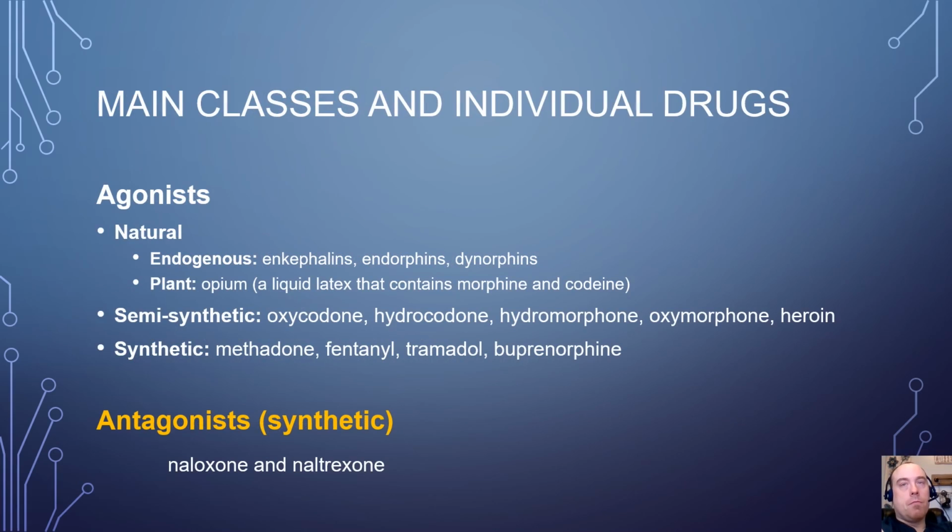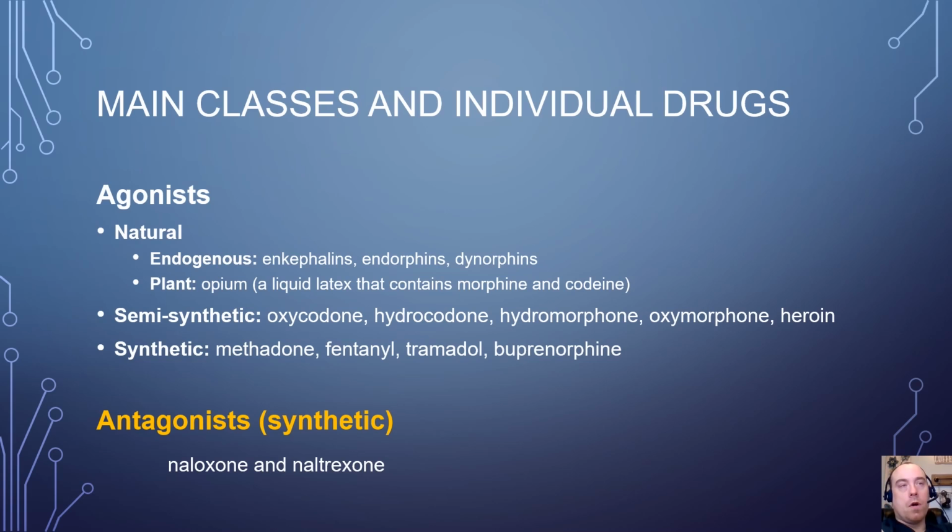So just some examples of agonists, and I think this is almost probably all inclusive. Natural ones would be, first of all, endogenous, meaning it's already in your body: enkephalins, endorphins, and dynorphins. Plant-based natural agonist would be, well, opium is not a chemical, it is a mixture of things. That's the liquid latex that contains morphine and codeine. So the morphine and codeine are the actual pharmacological components. Semi-synthetic: oxycodone, hydrocodone, hydromorphone, oxymorphone, and heroin.